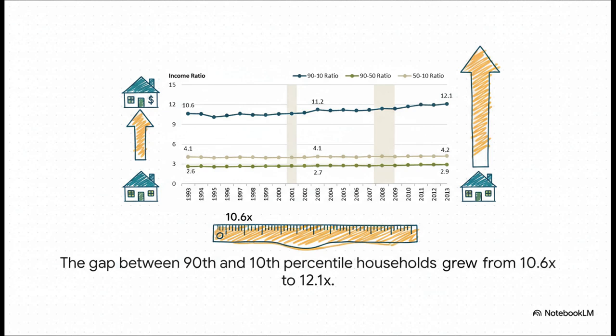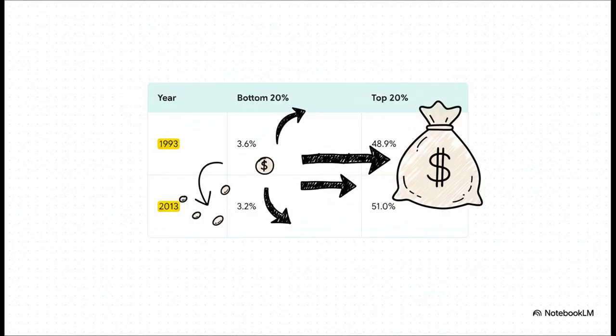The takeaway is simple and stark. The distance between the top and the bottom was getting wider. Here's another way to look at it, coming back to our pie analogy. In 1993, the top 20% of earners took home almost half the entire pie, about 49%. 20 years later, their share grew to over half, 51%. And while that was happening, the slice for the bottom 20% actually shrank. So a bigger slice for the top, a smaller one for the bottom.